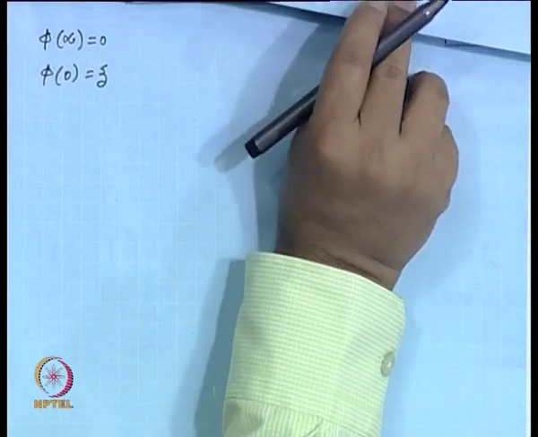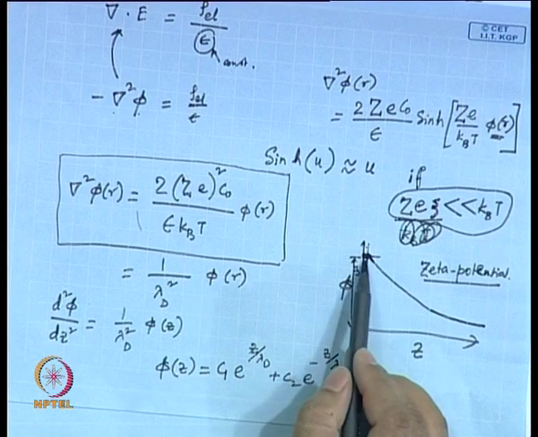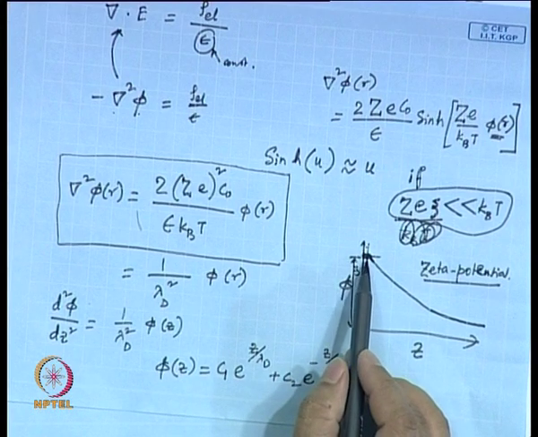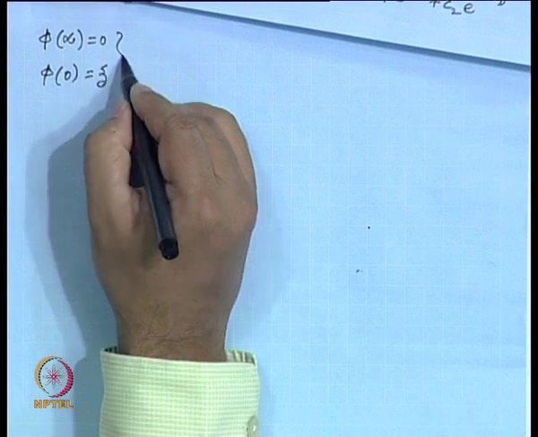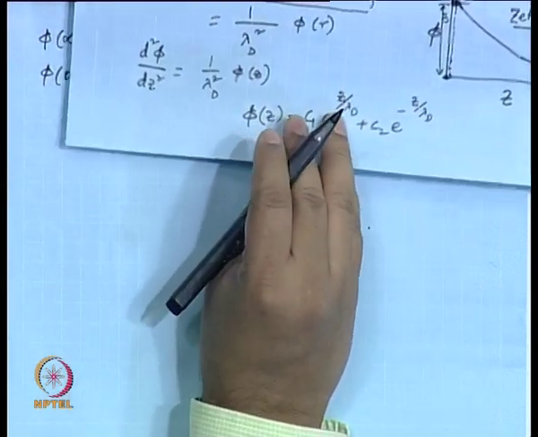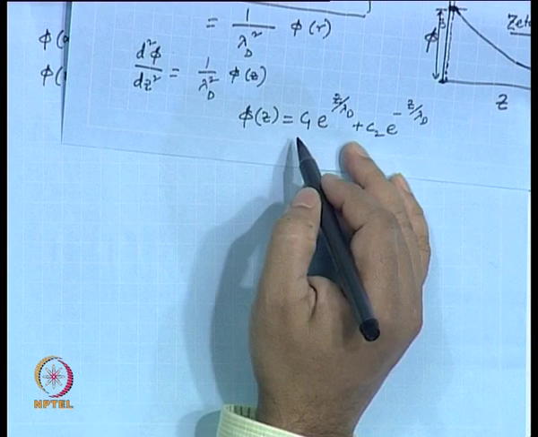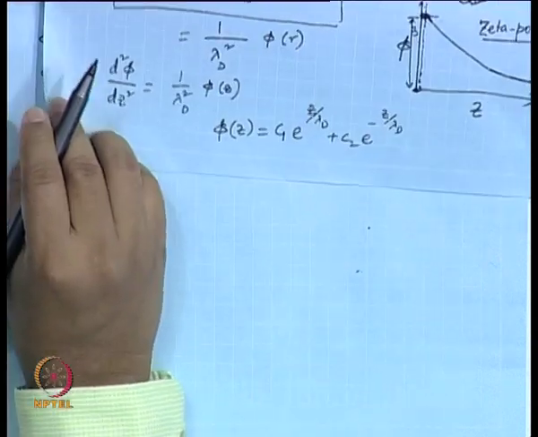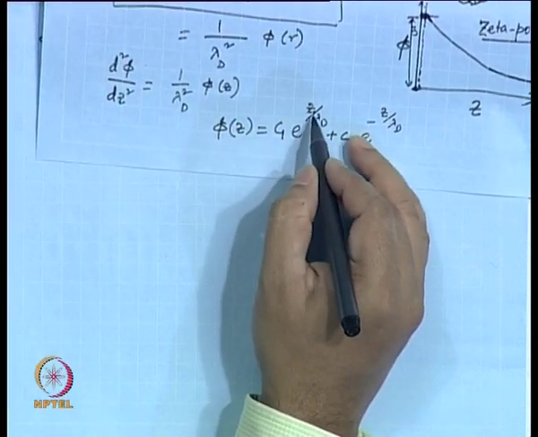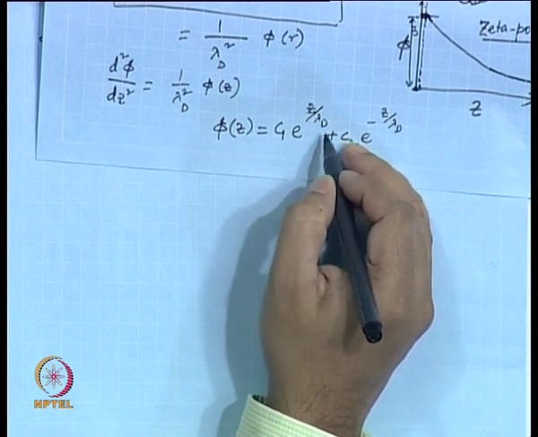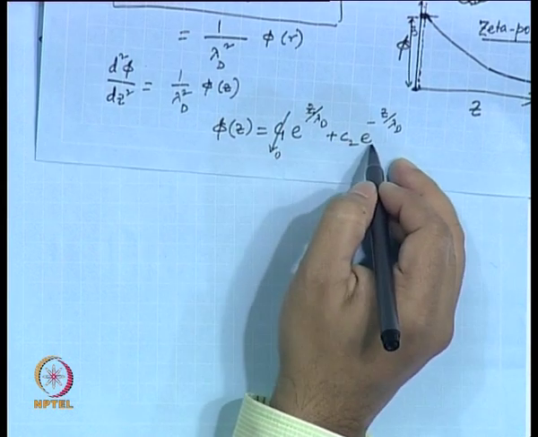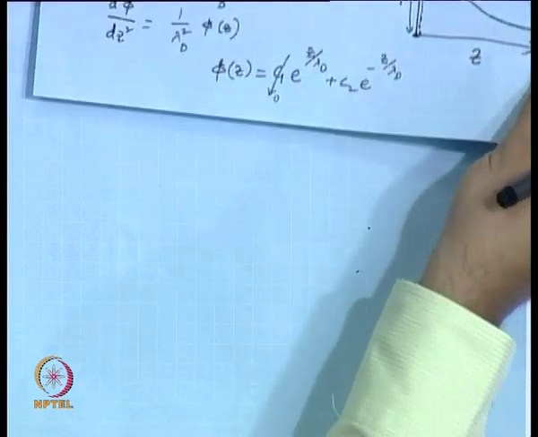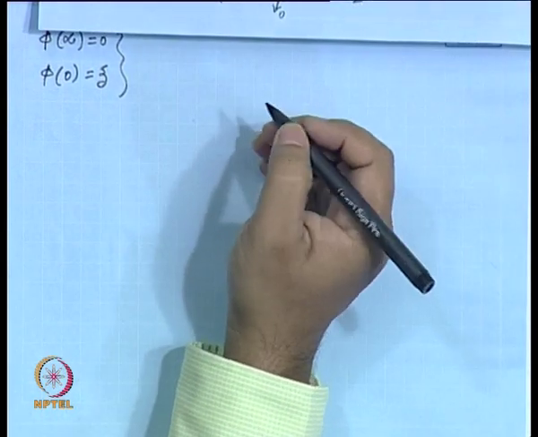That is what we referred to as the zeta potential, the potential existing at the wall. With these two boundary conditions, if you solve this equation, the moment I say that phi at infinity is equal to 0, this term will blow up at infinity, and you cannot allow that. So C1 has to be equal to 0, and C2 would be simply zeta.